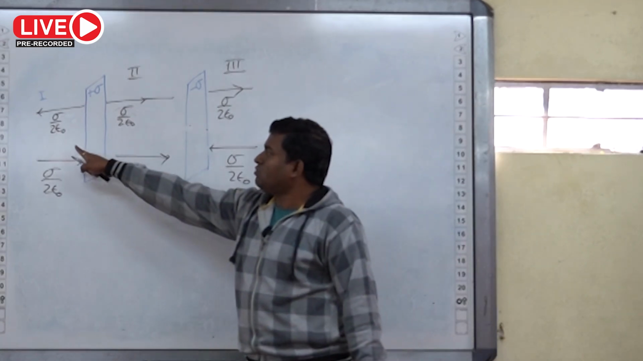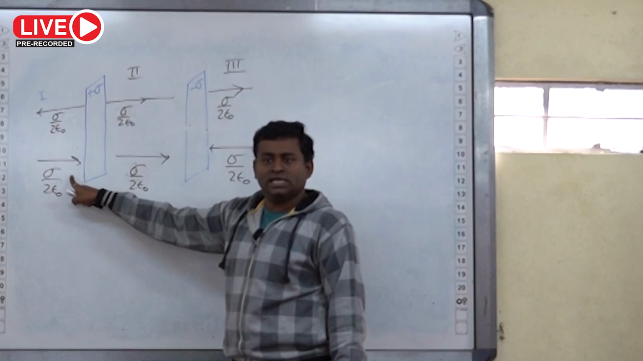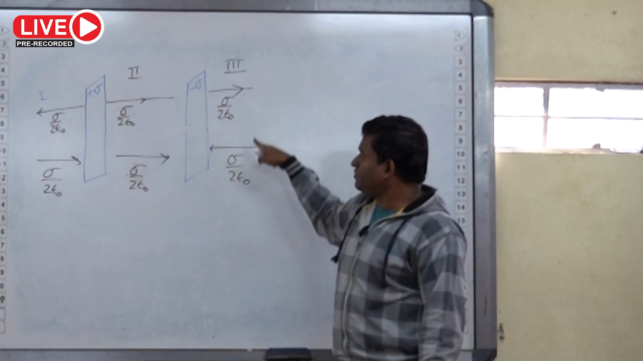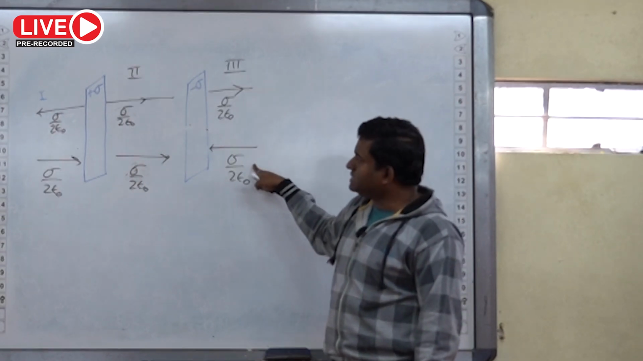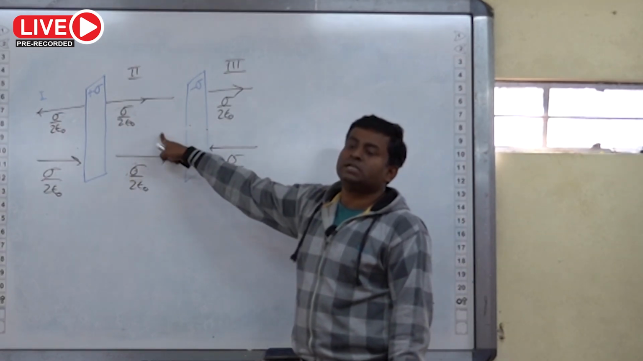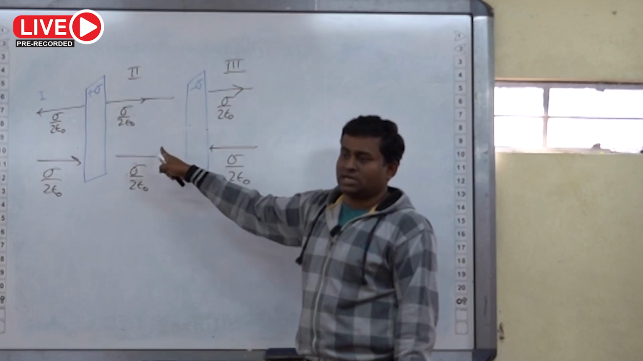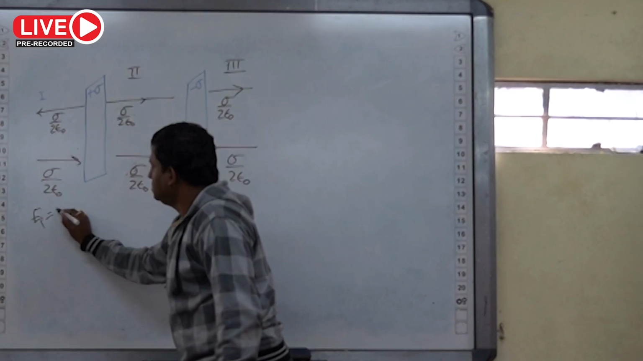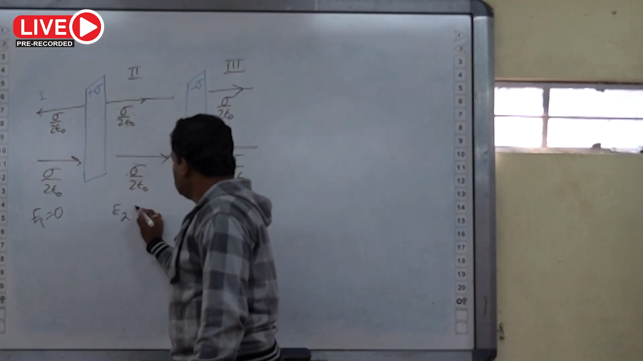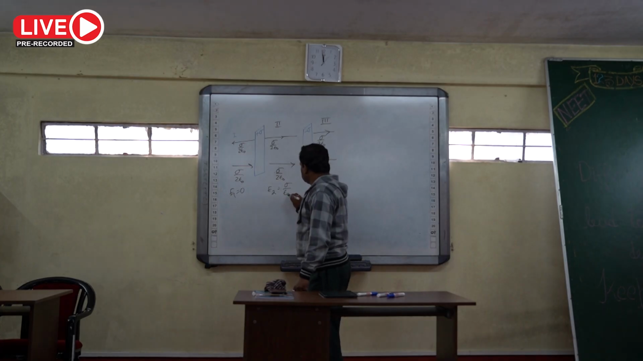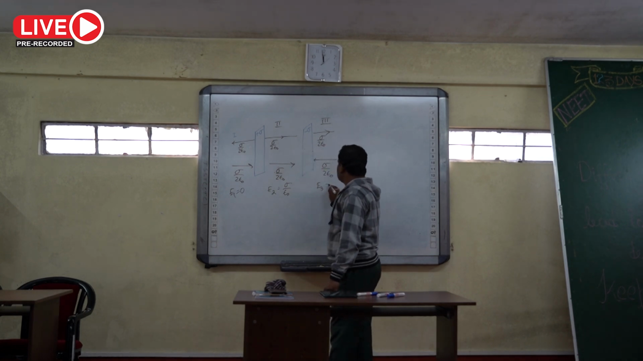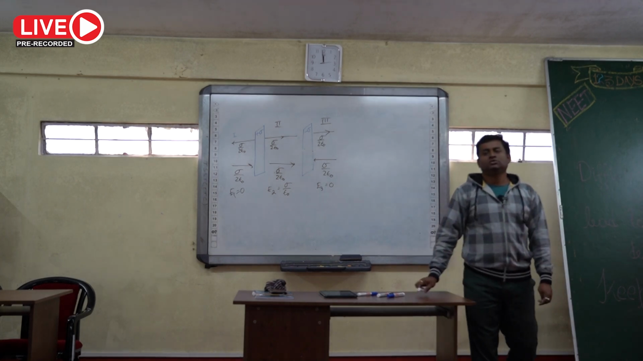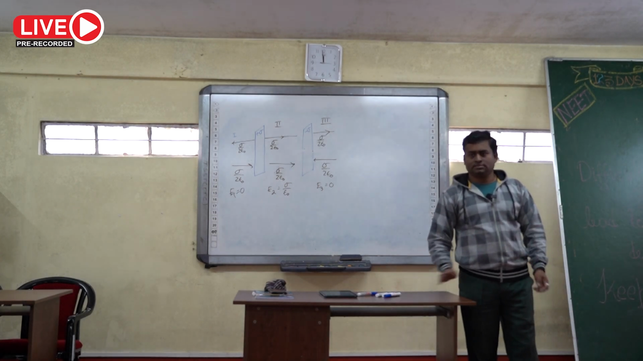In region 1, both fields are opposing each other, so they will cancel. In region 3, both fields are opposing each other, they will cancel. In region 2, both fields are in the same direction. So E1 will become 0, E2 will be sigma by epsilon naught, and E3 will again be 0. So the field is present only between the two charged planes.